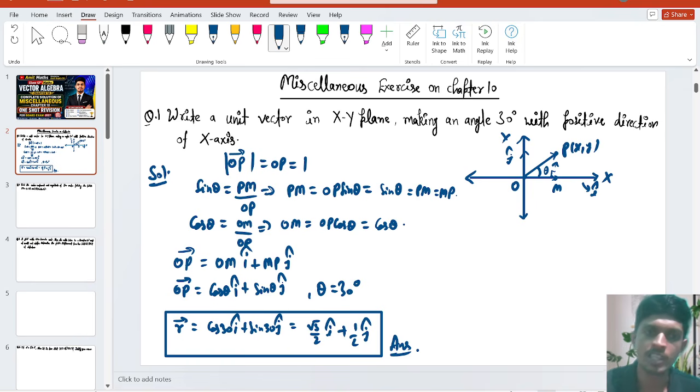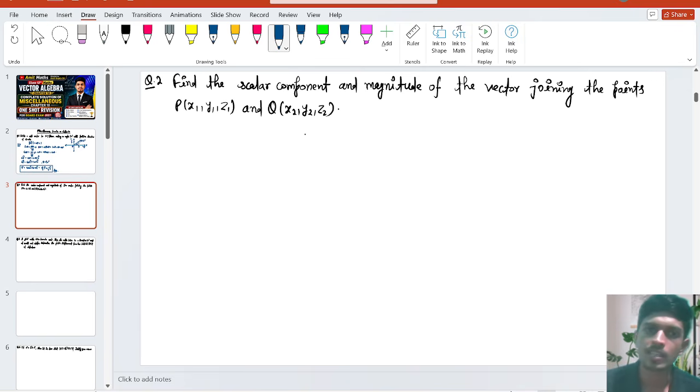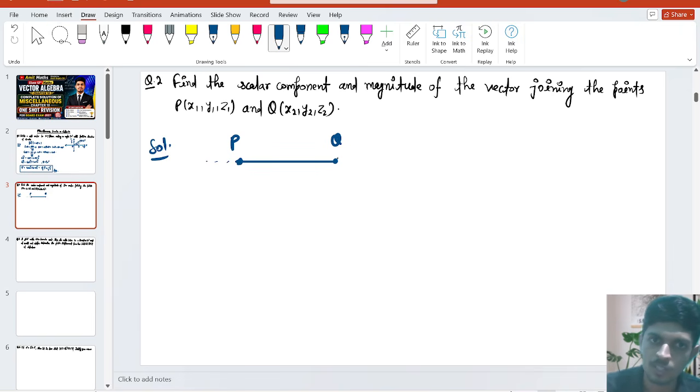So here you see that OP is equal to vector OM plus vector MP, by the triangle law. Proceed with the question: find the scalar component and magnitude of the vector joining the points. Suppose this is a point P, this is a point Q, and this is the vector joining points P and Q. So we need to find this vector. We simply say that vector PQ is equal to vector OQ minus vector OP.